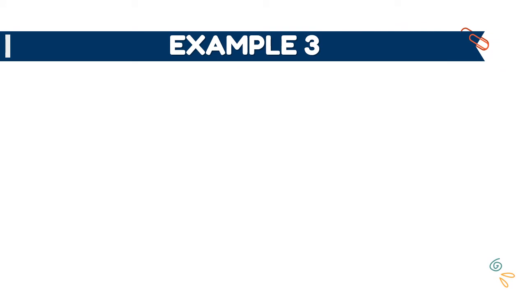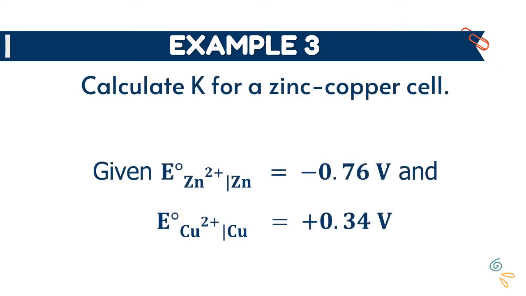So, question number 3. Calculate K for a zinc copper cell. It's a very simple question. The question asks for you to find the value of K. So, what you need to see over here is you need to be able to understand what is K. Still remember, again, I mentioned already, K is your equilibrium constant. So, this equilibrium constant, it will have a relationship with our Q.